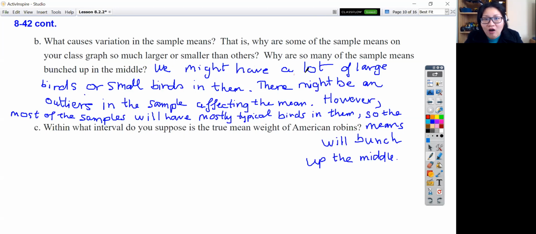We might have a lot of large birds or small birds in them. There might be outliers in the sample. The outlier is the one actually affecting your mean. Okay, so if it is too big or if it is too small, it will affect your average. However, most of the samples you will have collected, typically you will see they have typical birds in them, okay? So the means will bunch up in the middle, okay?